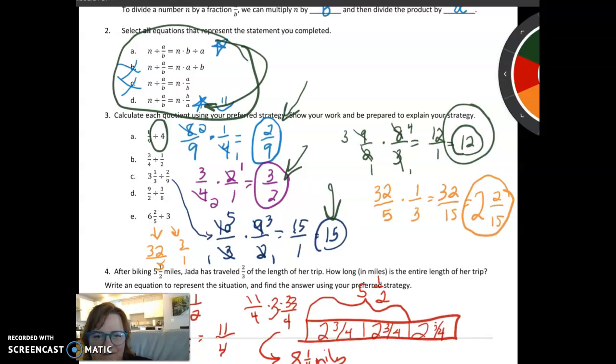And then lastly, 6 2/5 divided by 3. 6 2/5 becomes 32/5. And 3, of course, I'm going to write that as 3 over 1. So we have 32/5 times 1/3, because, of course, we're multiplying by the reciprocal here. And we're left with 2 2/15.